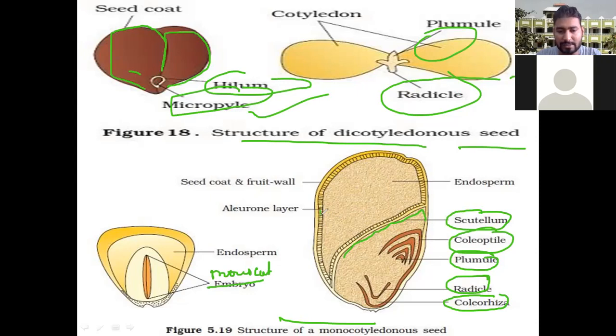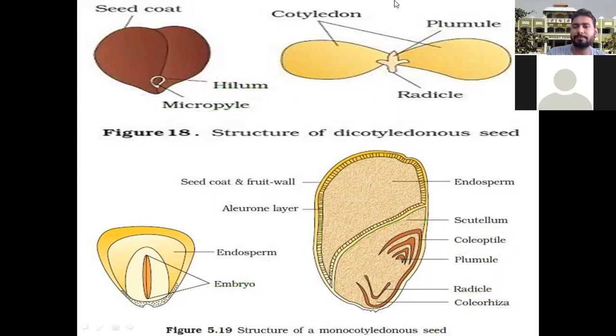Outer is the pericarp, and below the pericarp is the aleurone layer, the protein covering. So this is the structure of both monocot and dicot seed.